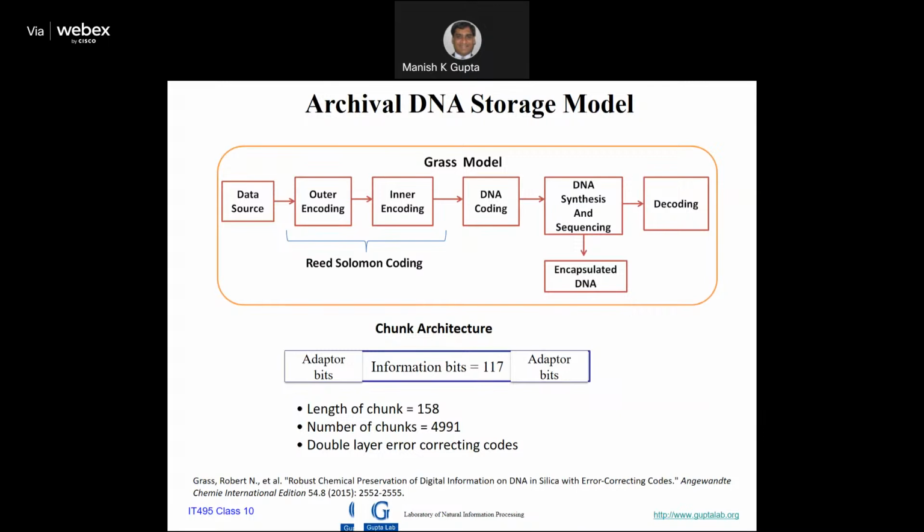So they had information bits of 117, and then there are adapter bits, again in the form of ACGT. Now the length of chunk is 158. Number of chunks are this. They've used 83 kilobytes of data. They've encoded it through this process.